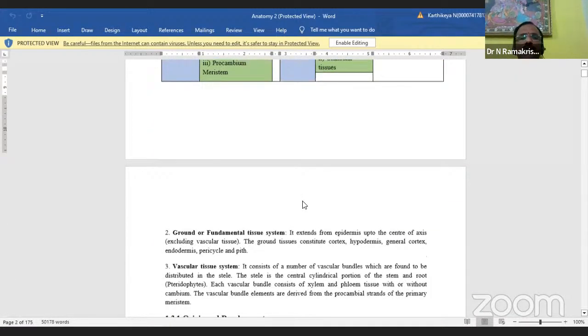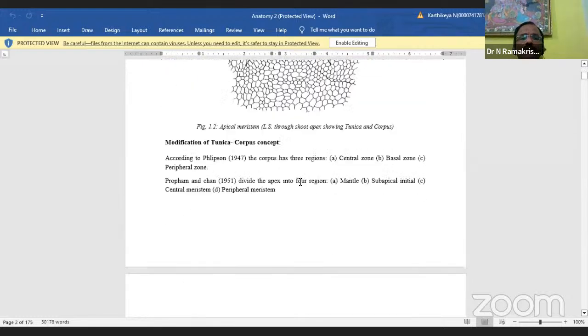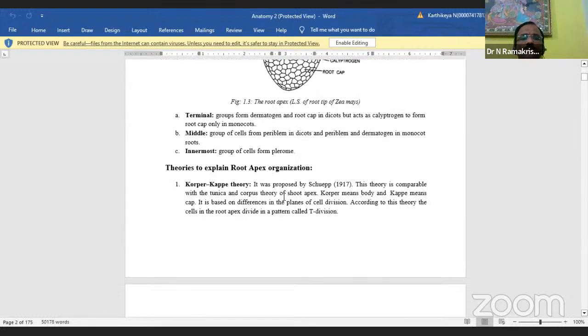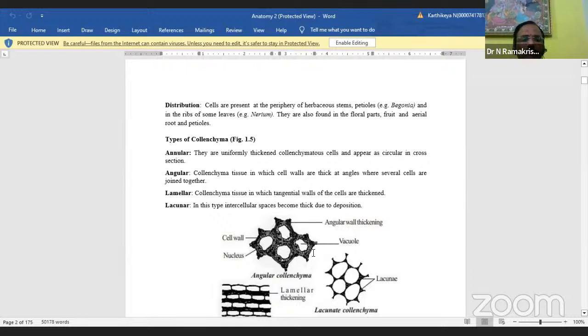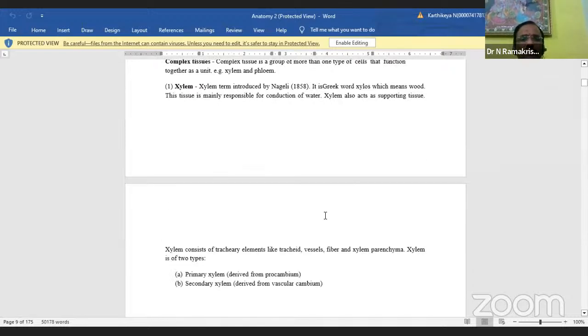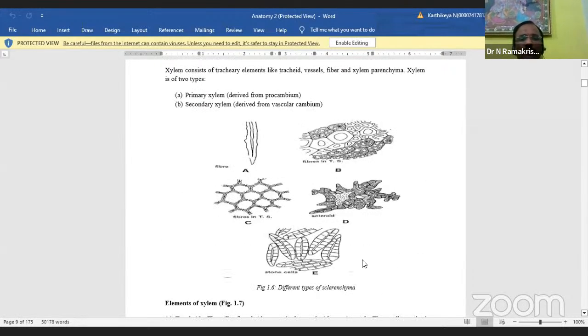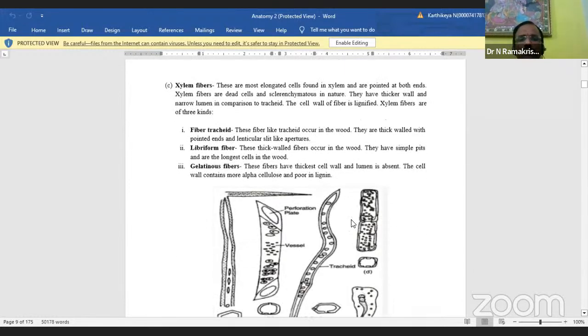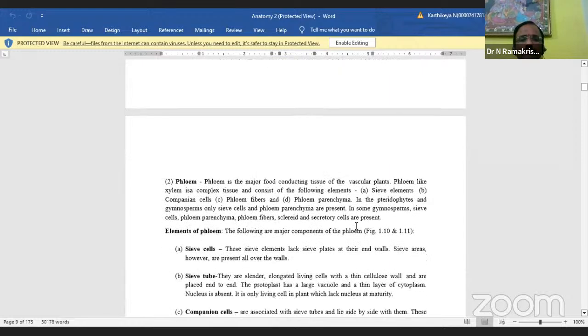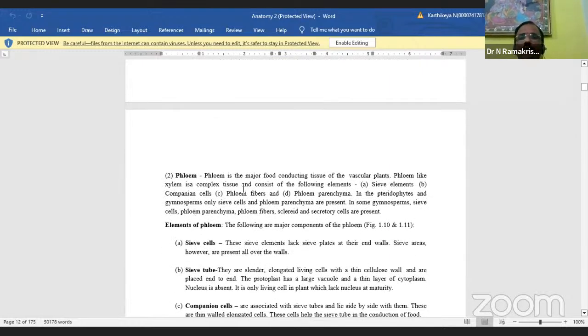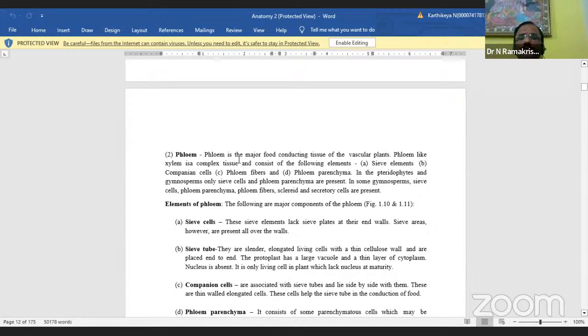Now you see I am sharing the screen, where the phloem is. This one is the phloem. Is it visible? Yes, sir, it is visible.